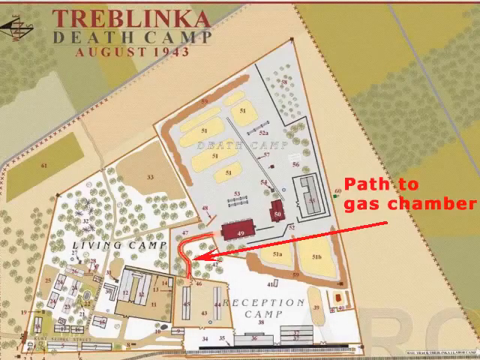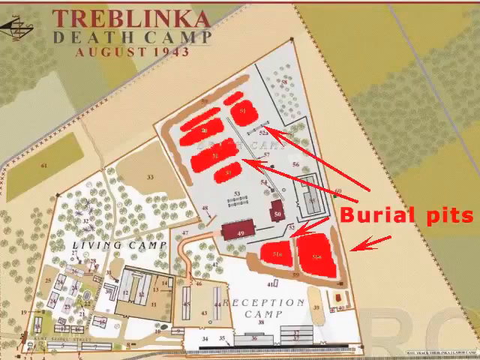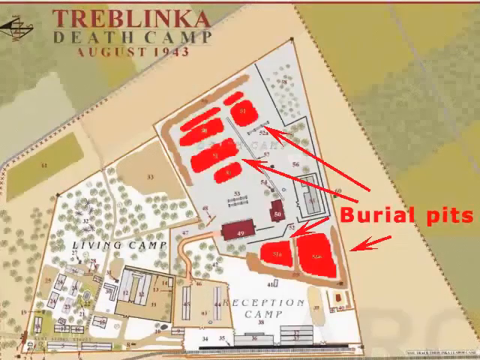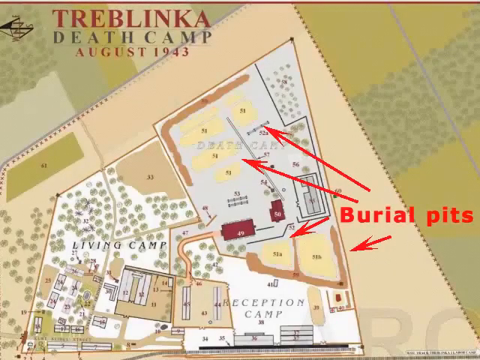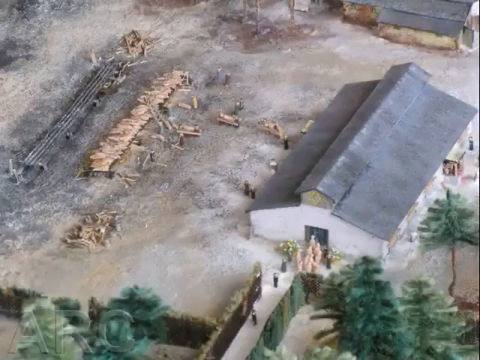We can see the path to the gas chamber. Here's the gas chamber. And here's all the pits where at Treblinka alone an estimated 700,000 bodies were buried. When the killing operation was nearly finished and the bodies lie decaying in mass graves, Heinrich Himmler ordered the camps to dig up the bodies and cremate them.